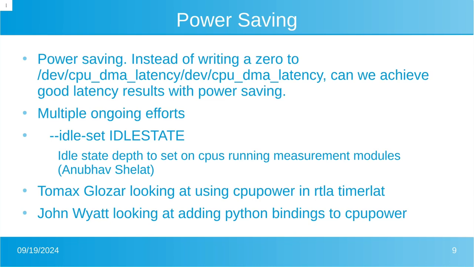Another thing is power saving. So right now, with cyclictest, the default is to turn off any power saving. With timerlat, it doesn't do it by default, but you can turn it on. But the question is, could we have some level of power saving and still get a good enough level of real-time performance? So we're adding that capability, and we're taking a multi-pronged approach on it.